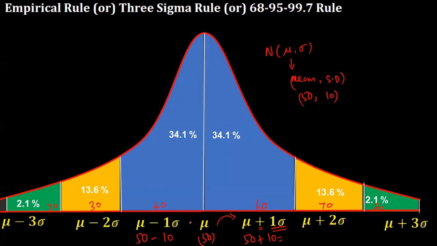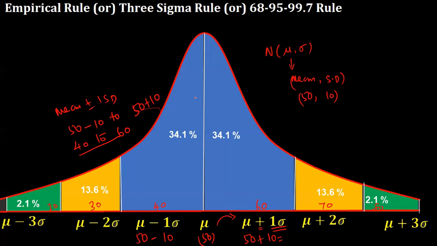So what is the meaning of mean plus or minus one standard deviation? What is my mean? Mean is 50, minus one standard deviation of 10, to mean 50 plus one standard deviation of 10. So my value is 40 to 60. I will say 40 to 60 is the area covered between the mean and one standard deviation.